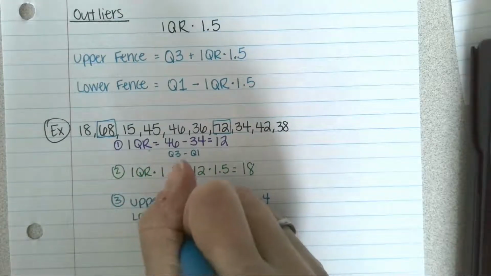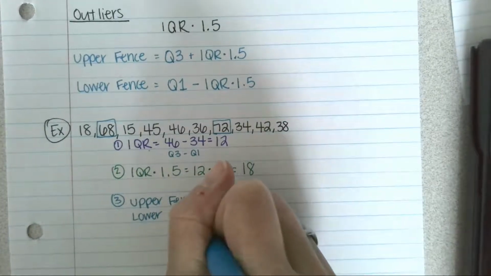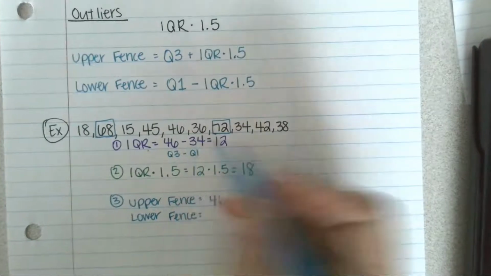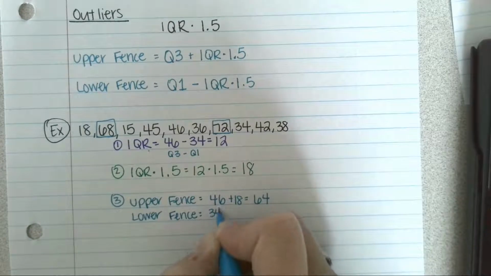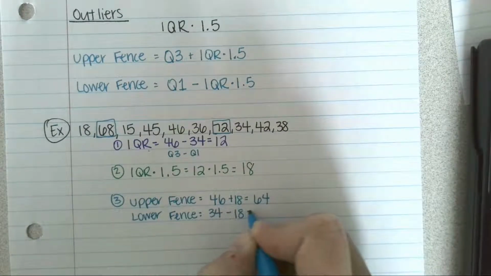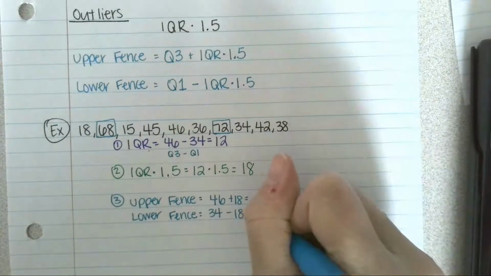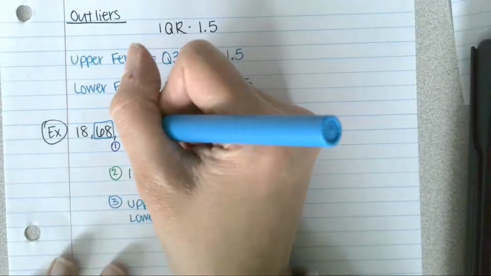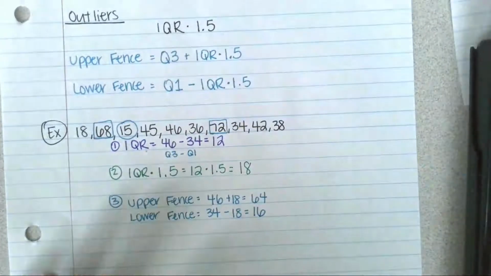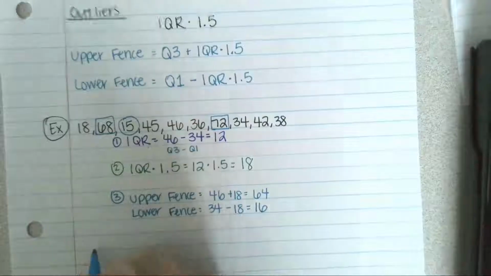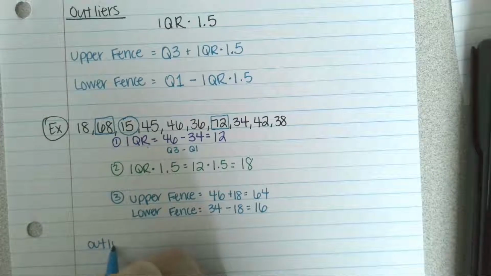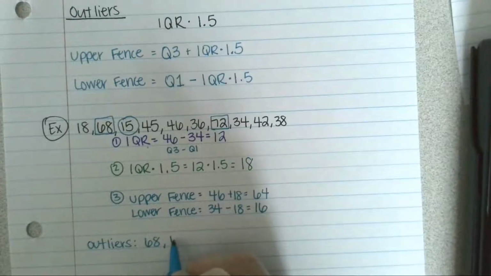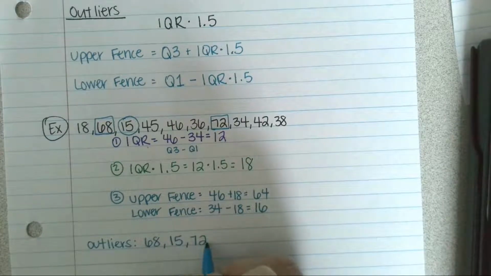Now I also have to calculate my lower fence to see if there are any numbers that are below as well. So lower fence, I'm going to take Q1, which is 34, and now I'm going to subtract 18. And that's going to give me a boundary of 16. And I do have this one value that's below, and that's 15. So for this, my outliers for this set of data are 68, 15, and 72.